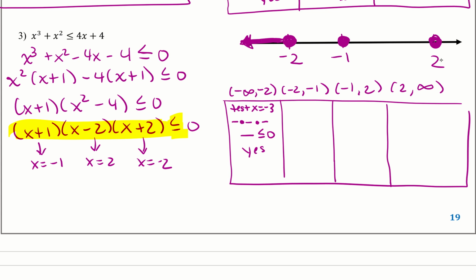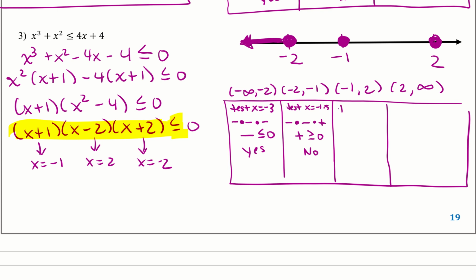If I then test something in between -2 and -1, I'll pick like -1.5. And I plug that into my factored form here, I'd end up with a negative times another negative times a positive. I'd end up with a positive, which is actually greater than or equal to 0, which is not the sign I'm looking for. I'm looking for where we have negatives or at the height of 0. So I will not shade in this region. I am not including that as part of my answer.